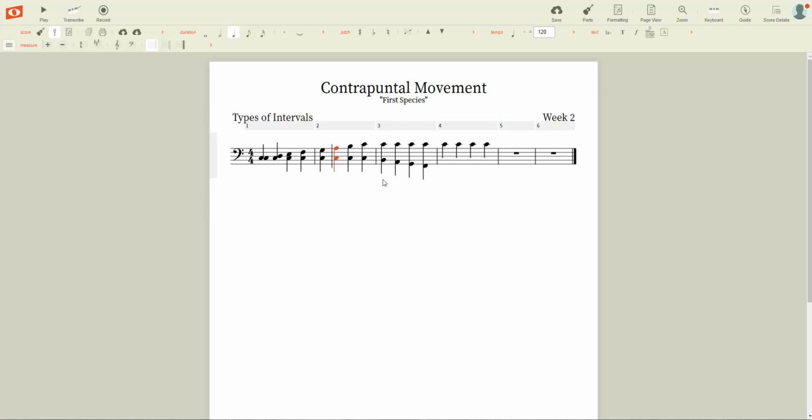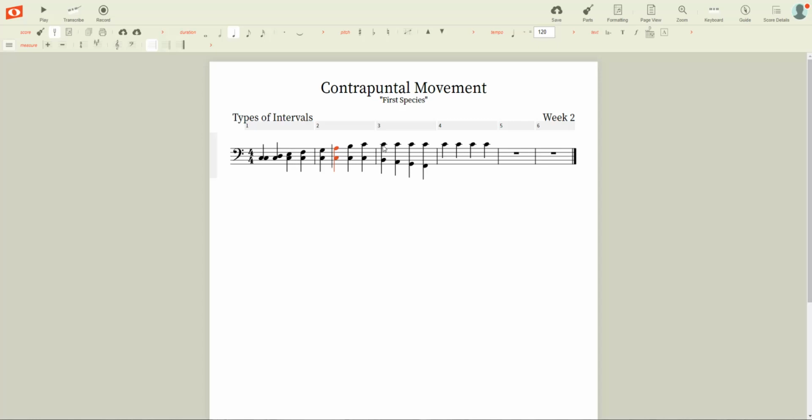Okay, so what do we do about compound intervals? Compound intervals are treated the exact same as their simple counterparts. So if we have a C and a B here, we just remove an octave. So C to B, we just pretend the C's down here. So it's going to be the same as the second, even though it's technically a ninth. And this one is going to be a tenth. We're just going to treat it the same as a third.